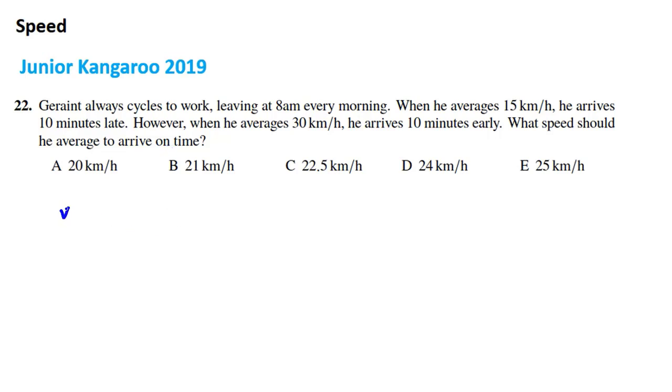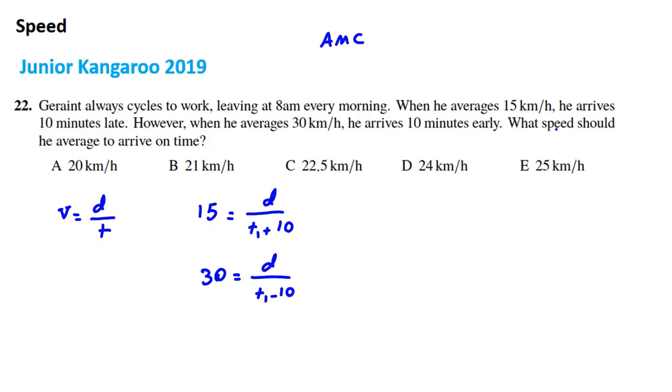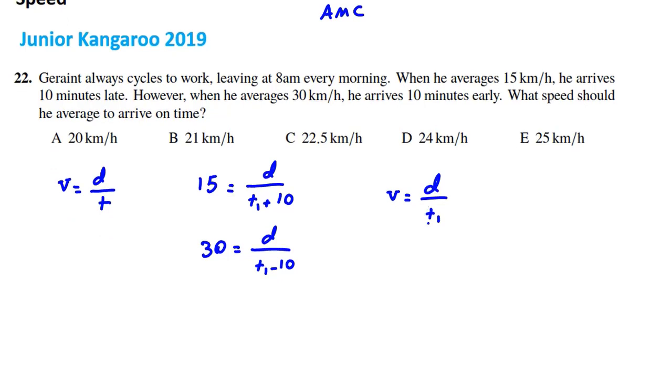We know speed, or velocity, is equal to distance over time. For all these problems, also in AMC, American Mathematics Competition, we use this formula. So first it says leaving at 8 a.m. every morning. When speed is 15, he arrives 10 minutes late. So for example, let's consider time t1 plus 10 minutes late, distance d. When he averages 30 kilometers per hour, he arrives 10 minutes early. So d over t1 minus 10. Then it says what speed should he average to arrive on time. So speed v equals d over t1. So we should find v, that is d over t1.